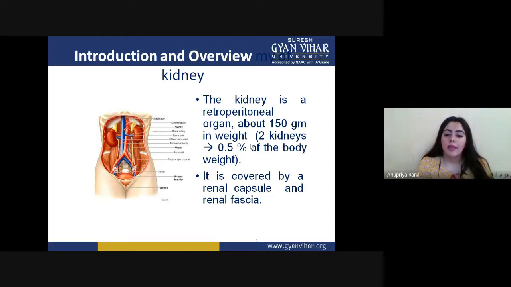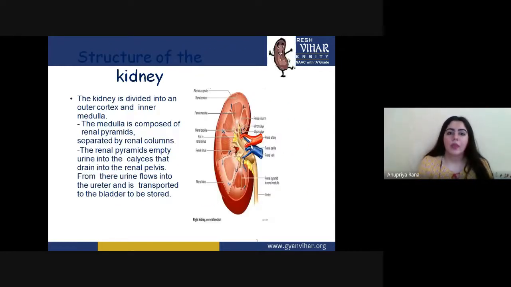So it is covered by the renal capsule and renal fascia. So majorly there are two coverings present on the kidney: one is the renal capsule and the second one is the renal fascia. Now, if we see the structure of the kidney in little detail, you can see here, the kidney is divided into an outer cortex and inner medulla. So this is the outer cortex, and they also have this inner medulla. This is the medulla portion, and this is the outer cortex region.